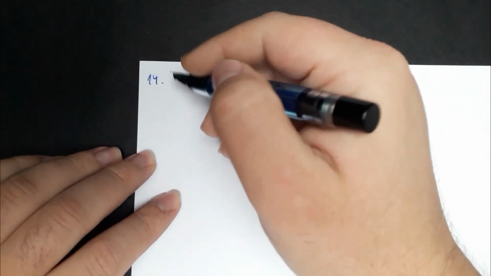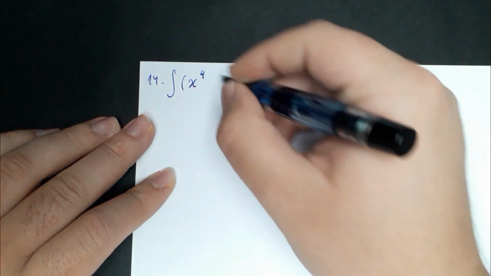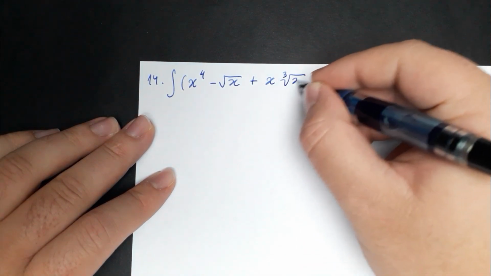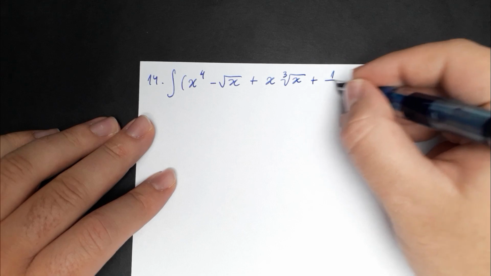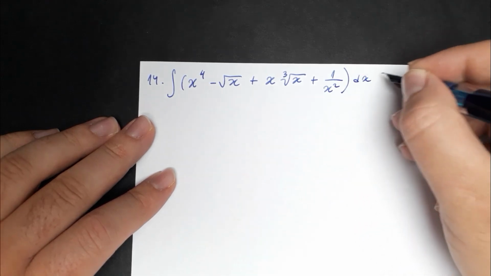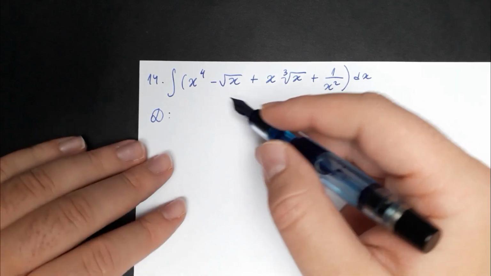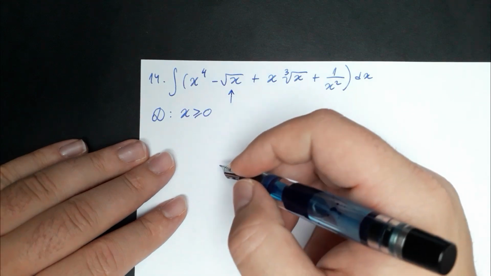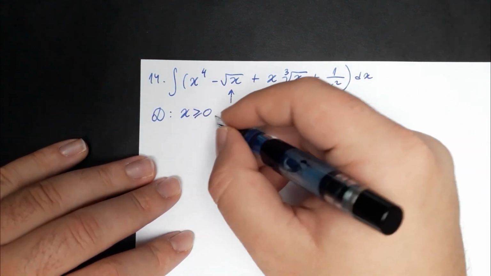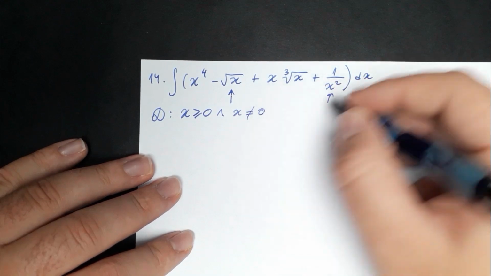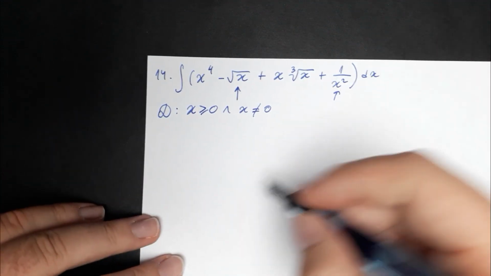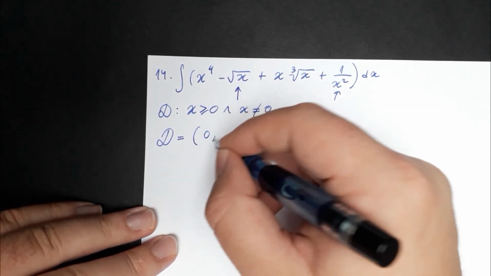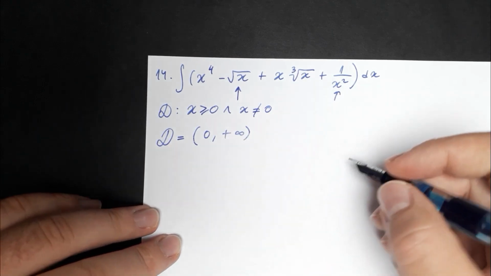The next integral is the integral of x to the 4th power minus the square root of x plus x times the cubic root of x plus 1 divided by x squared dx. The area in which this integral is defined is for all x larger than or equal to 0 because of this square root, and x has to be different than 0 because we have division by x squared. Well, that means that the area in which this integral is defined is from 0 to positive infinity, which is an open interval.